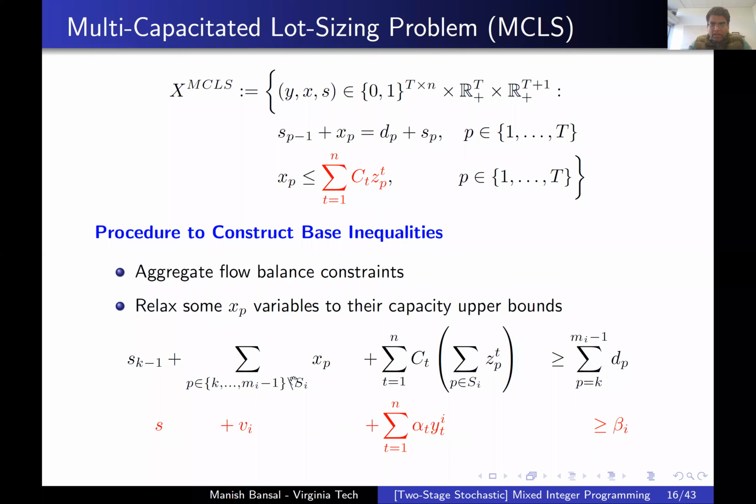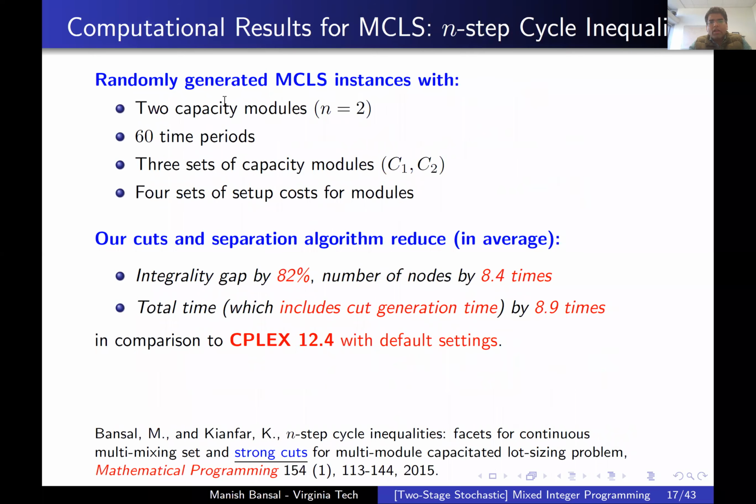So this relaxed form has the same structure as the continuous multi-mixing set, which means if I derive the cut for the continuous multi-mixing set, that can be utilized to derive the cut for the set X_MCLS. So we did the same. We said, okay, let's derive them. And right now, the only thing that is ensured is the validity of those cuts.